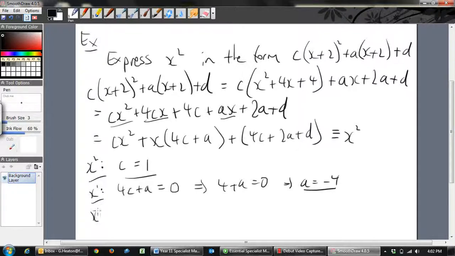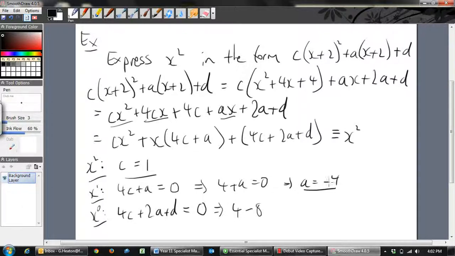And then we've got x to the power 0. Let's have a look at that. What are our constants? We've got 4c plus 2a plus d. Those are the constants on the left-hand side. What are the constants on the right-hand side? None again. Okay, let's plug in our known values. 4c is 4.